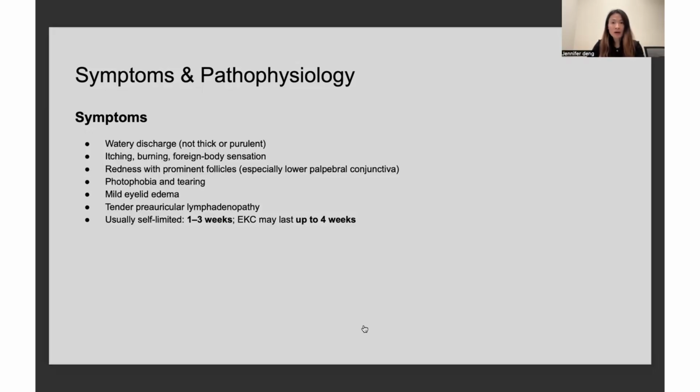Patients may also have tearing, mild eyelid swelling, light sensitivity, and tender preauricular lymph nodes. Most cases clear in 1 to 3 weeks, although more severe forms can last longer.